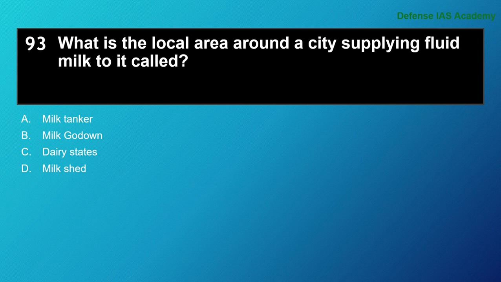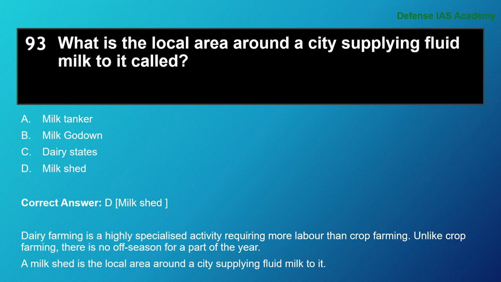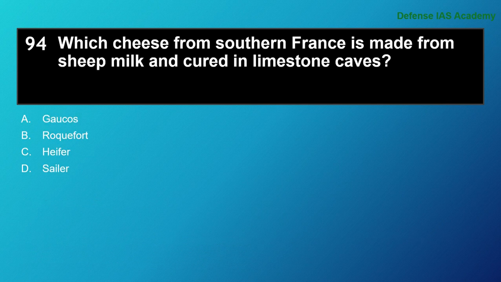Most of the commercial grazing occurs in dry regions. So, all the 5 major ranching areas suffer from a general aridity of climate. The most important areas of livestock ranching, therefore, are those supporting the natural vegetation comprising the grasslands and the desert scrub types. Next question, what is the local area around a city supplying fluid milk to it called? So the answer is option D, milk shed.